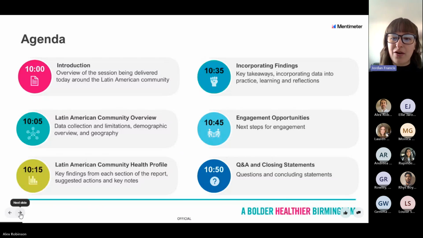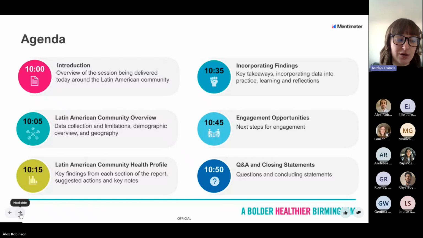Then go through a quick bit of the demographic overview, so in terms of age, gender, geography, things like that, so we can understand our population on a local level a bit more. Then I'll go through the main findings of the community health profile report, and I'm generally going to pick up on one main finding from each section of the report.